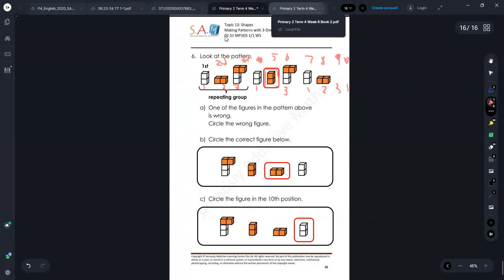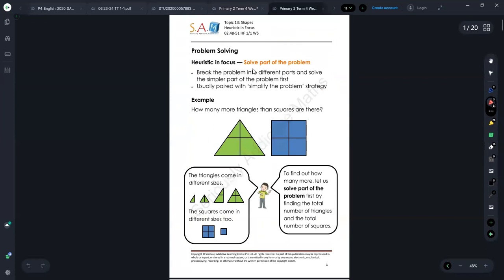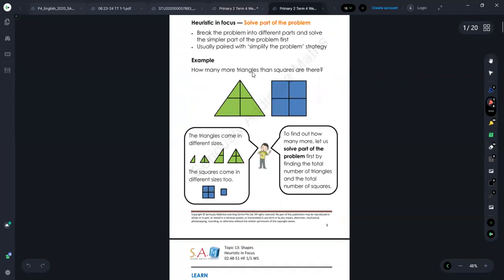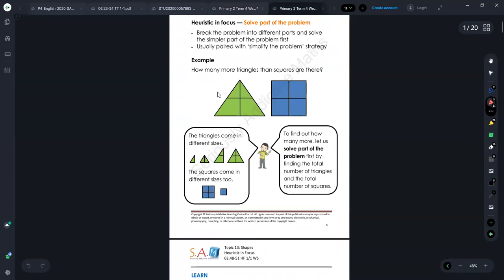Okay, now book 1 is over. Let's move on to book 2. Book 2 is heuristics, more on shapes. This question is about finding the number of shapes within a shape. Let's look at this one. You can use this to teach them first.